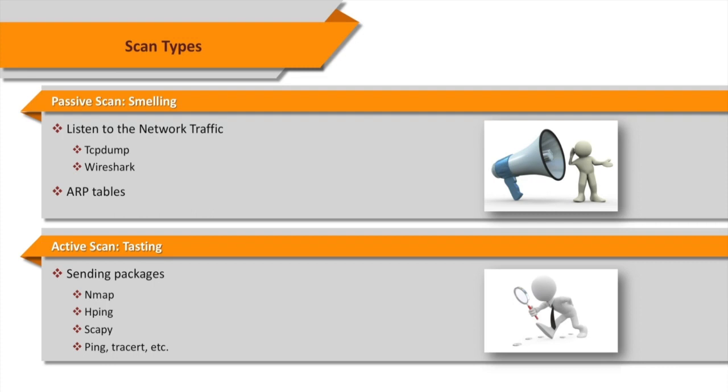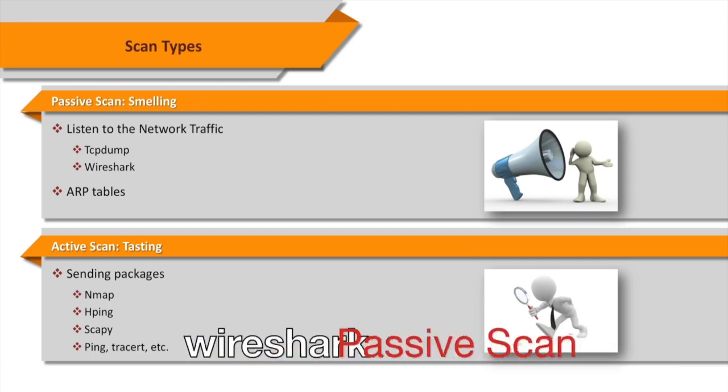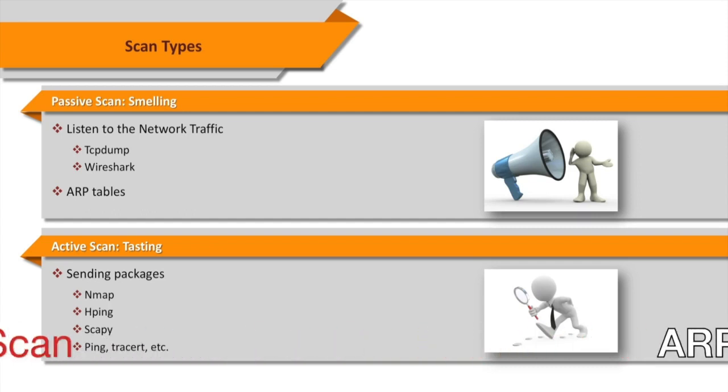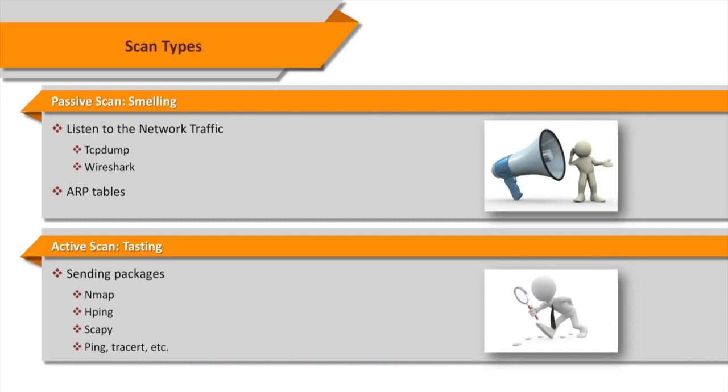Just by watching a network's traffic flow, passive scanners can deduce a large amount of information about the communicating systems. You can use tools such as tcpdump or Wireshark to monitor network traffic. Looking at the ARP table in a computer which is connected to the network is another example of passive scanning.